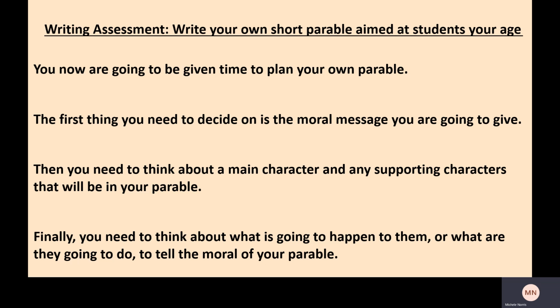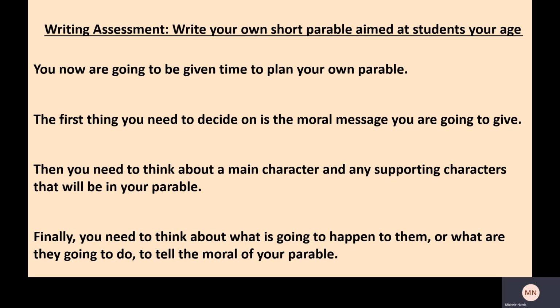Next thing we'd like you to do is to think about a main character and any supporting characters that will be in your parable. So are these going to be young people? Are they going to be elderly people, for example? Are they going to be a group of friends? So it's your decision which characters you are going to be putting in your story. You could perhaps do a little drawing and, you know, try to conjure up your character for your reader, decide what they're really going to be like to convey to others.